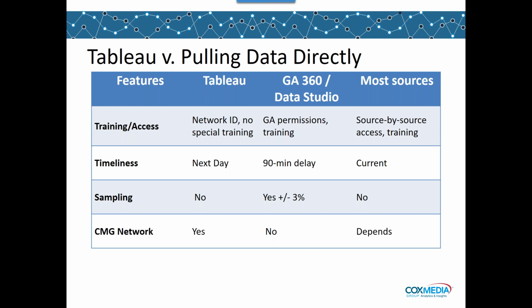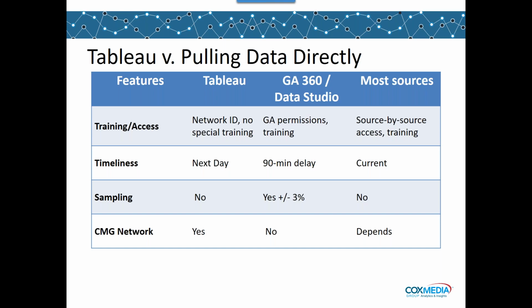You do need to have a network ID, and this is key to the primary network ID that you use to log into other sorts of systems, but you don't need a special login. We've talked before about the timeliness of the data. Again, it's always the next day. For Google Analytics, there's about a 90-minute delay. And other sources such as News Cycles and App Figures, it kind of varies. Some of them are more current than others.